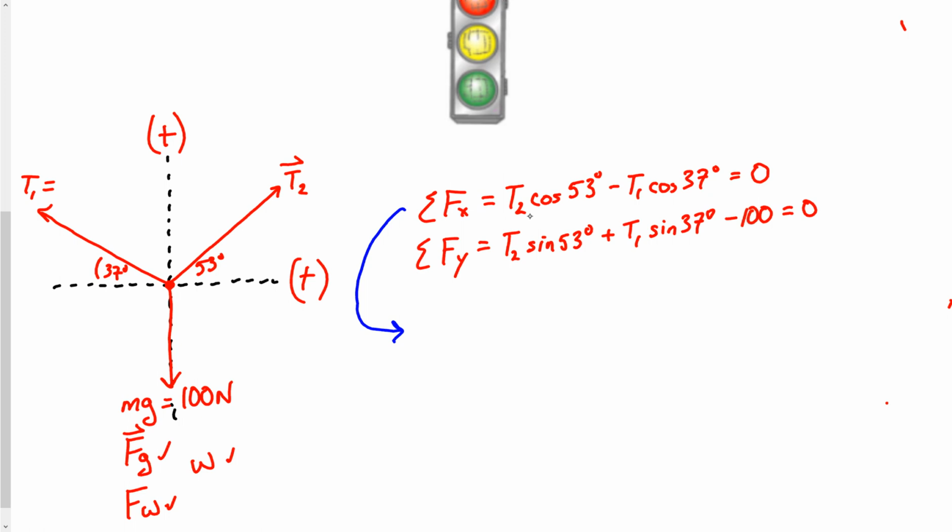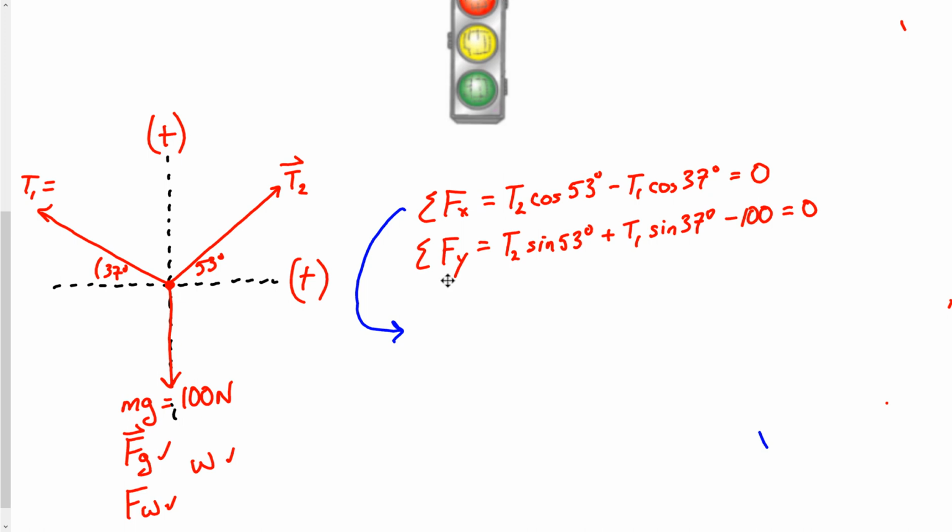Let me give you one more piece of advice too. When you're double checking your physics on this, go through, because the physics in this question's over. If you see a T2 cosine 53, then you need to see that you have a T2 sine 53, and likewise cosine 37 and sine 37. Just make sure, a little quick check.